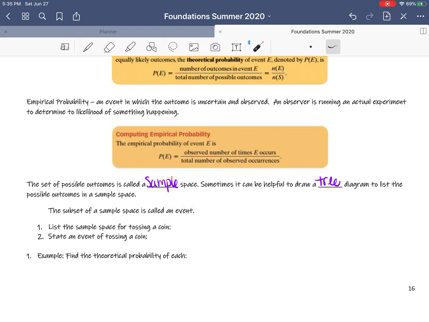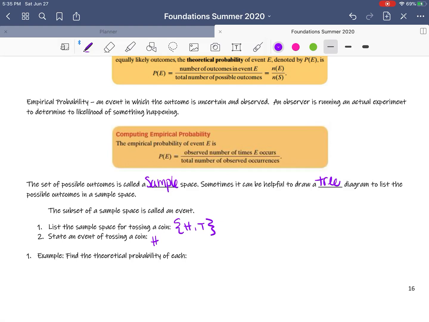So the first example says, list the sample space for tossing a coin. If you're tossing a coin, you're either getting heads or tails. And if you state an event of tossing a coin, you're stating one possibility. So heads, or you could have written tails.